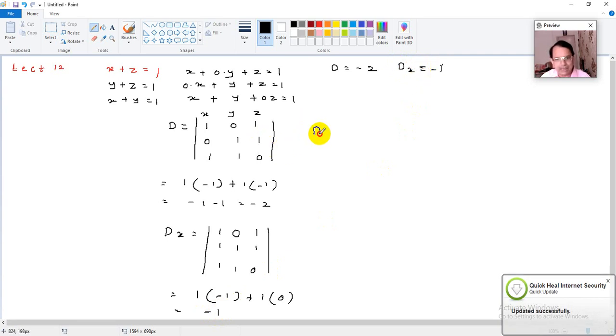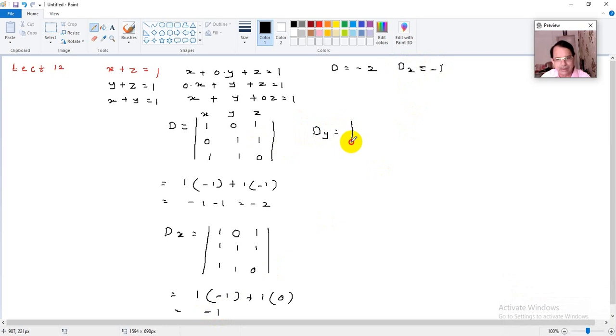Now we will calculate dy. How is it calculated? The column of y we will replace by the equal-to terms. Columns of x and z will remain as they were. So it is 1, 0, 1. Then you have 1, 1, 1. And then you have 1, 1, 0. Right? Now how to solve this? See, it is 1 into, delete this row, delete this column. So the determinant is 1, 1, 1, 0. So its value is 1 into 0 minus 1 into 1. So it is minus 1.